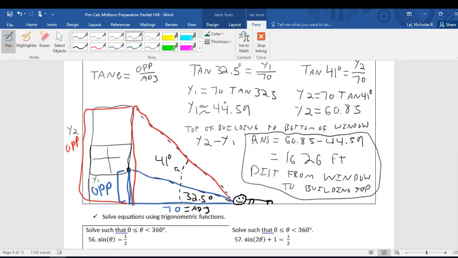If you know this problem really easily for 55, you already did it, but you can just do 70 tangent of 41 minus 70 tangent of 32.5.